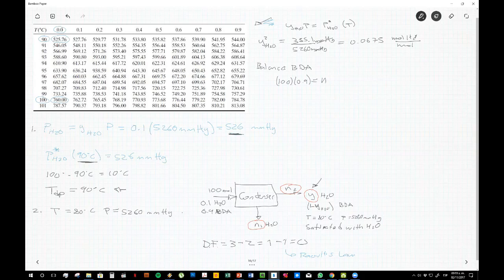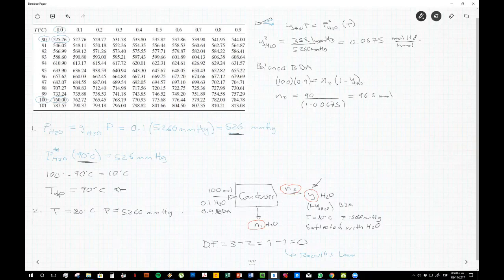The outlet is N2, and then multiplied by 1 minus y, right? 1 minus y, this y is the one from water, sorry. Okay, so we can solve N2 as 90 divided by 1 minus 0.0675. And this gives us 96.5 moles, right?